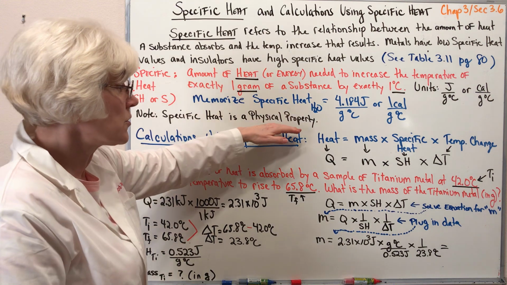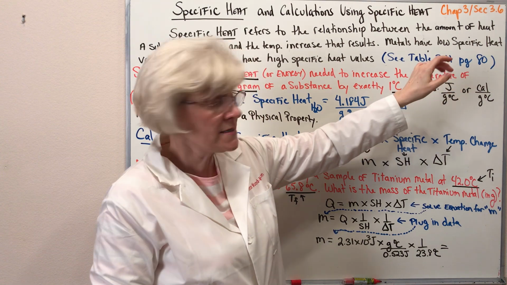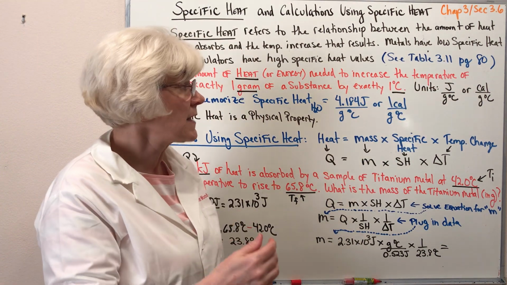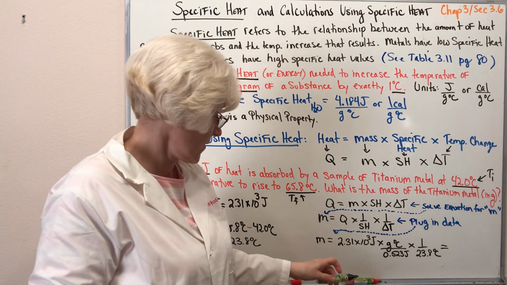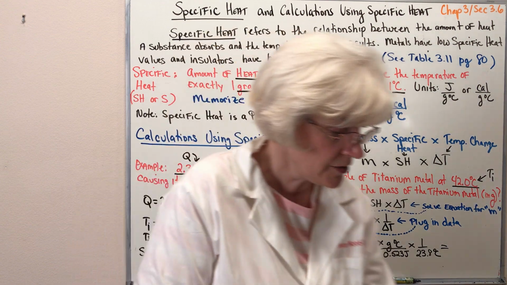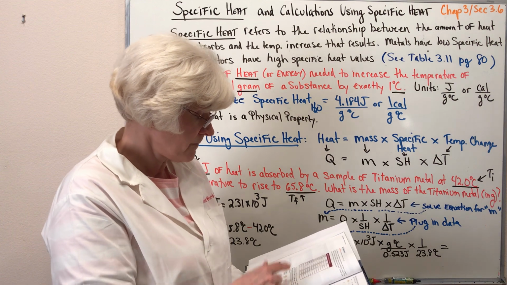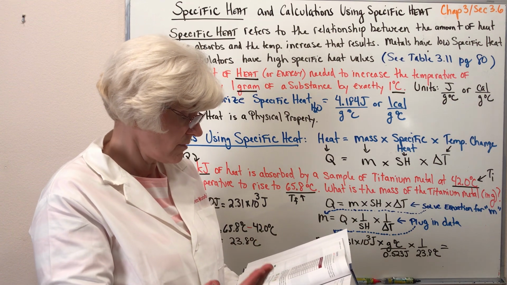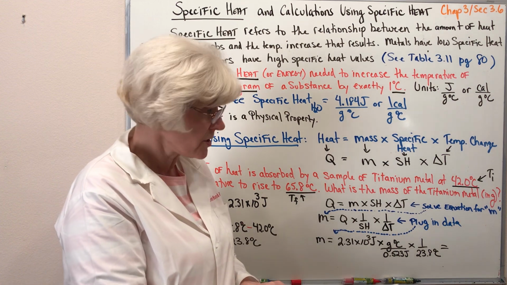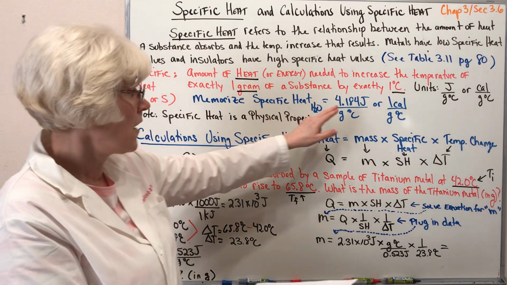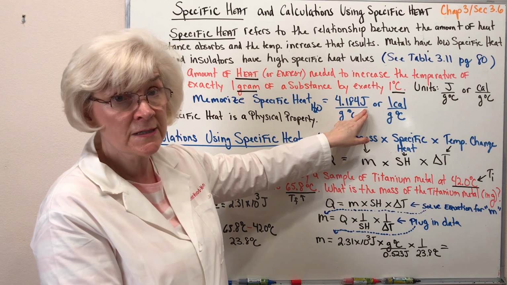Specific heats are physical properties of substances, and if you turn to page 80, table 3.11 in the Chem 2A text, or a similar table in virtually all introductory general chemistry textbooks, you'll see that the table lists specific heats for various substances. And I see aluminum and copper and gold and iron listed here, and their specific heats are much lower than the specific heat of water, which is 4.184 joules per gram degree Celsius.